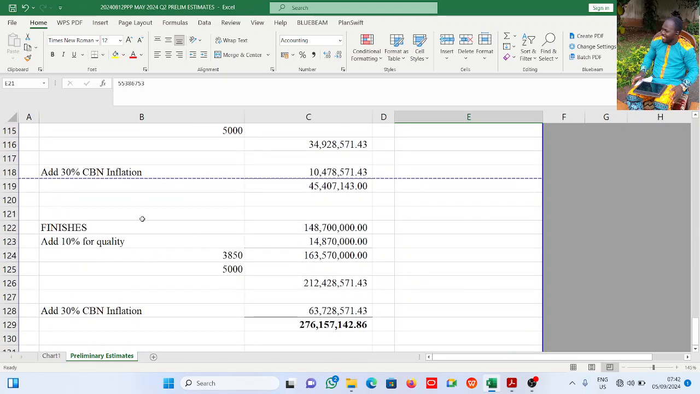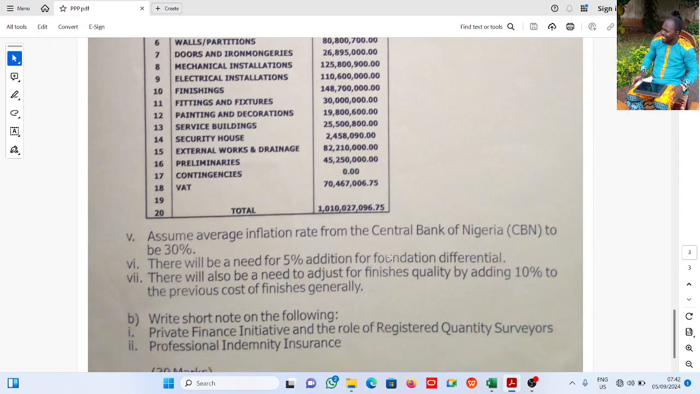Now let's come to finishes. Finishes says that there will also be a need to adjust for finishes quality by adding 10% to the previous cost.